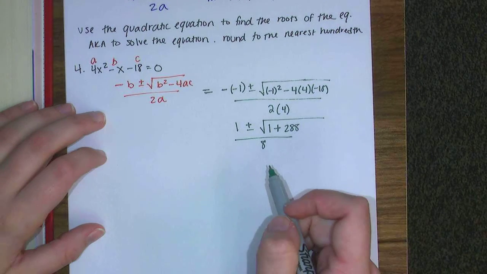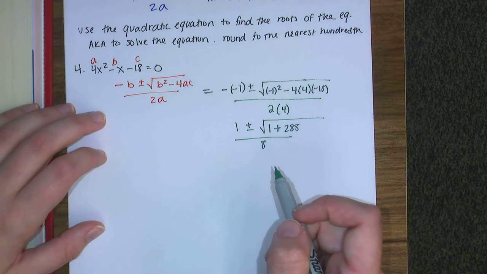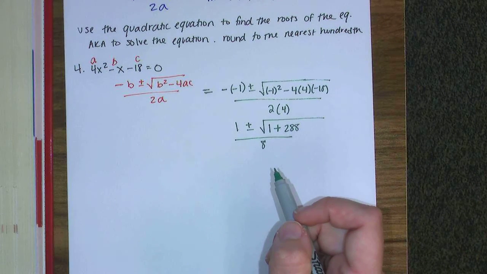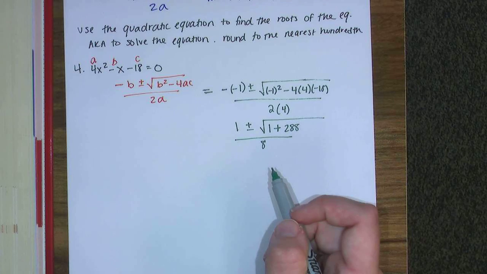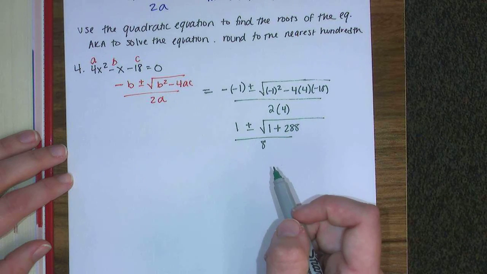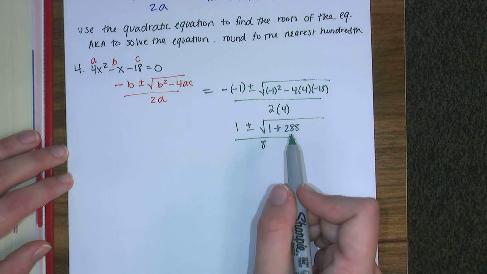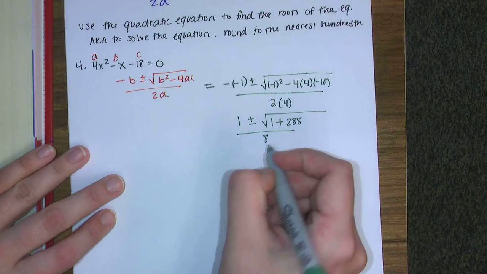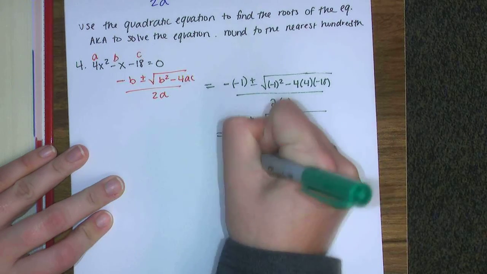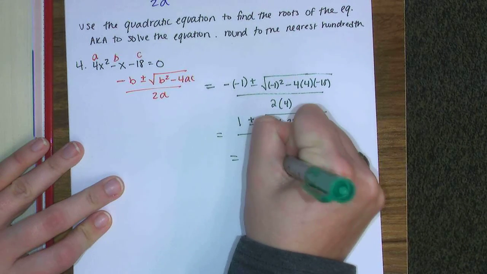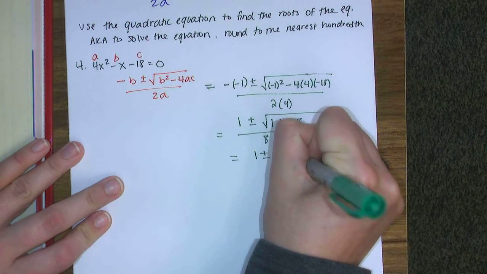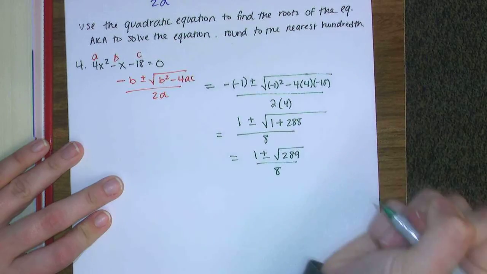And you do get to use a calculator for this section, because that's really the only way you can get your hundredths place. You don't have to do it that way, but that's my recommendation for you. Okay, so this is going to be the square root of 289. So it says 1 plus or minus the square root of 289 all over 8.